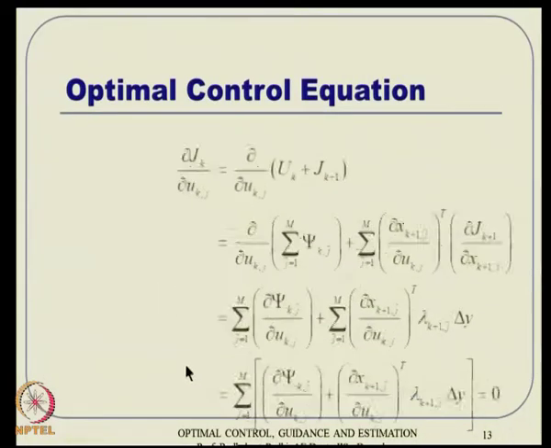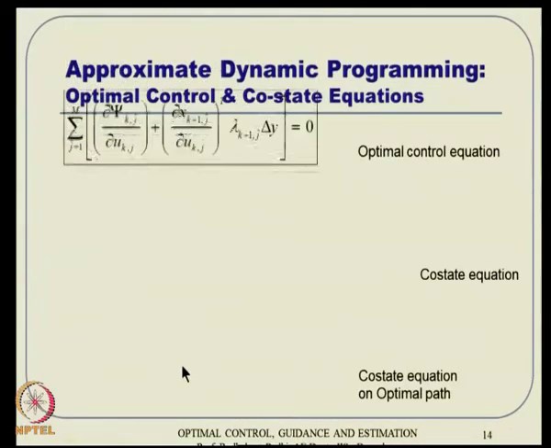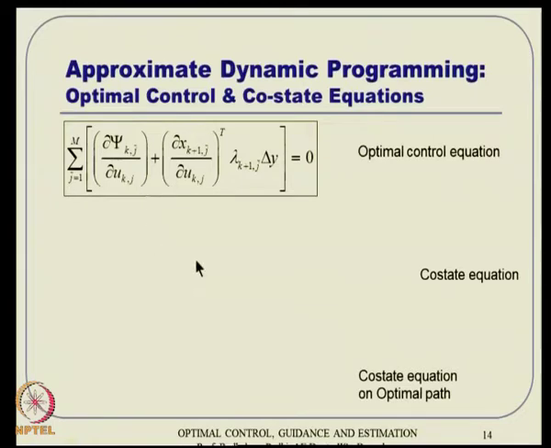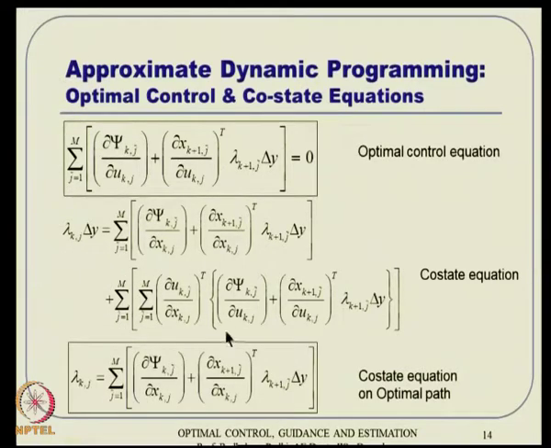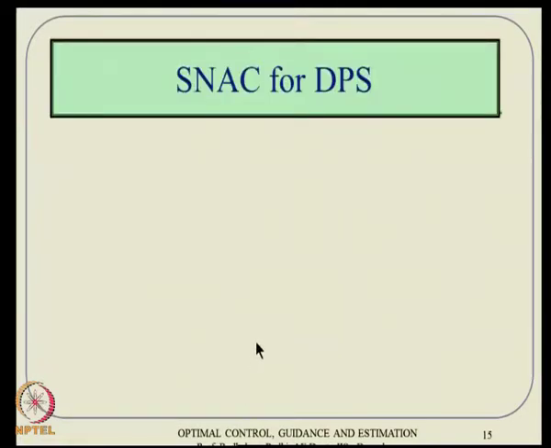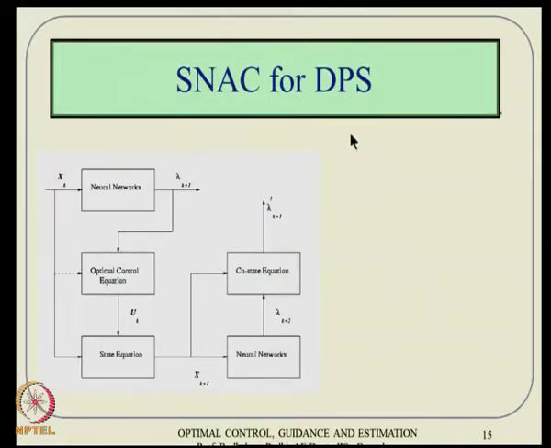So, this summarizes the behavior. You have the optimal control equation, and in general the co-state equation is given like this, whereas on the optimal path the co-state equation can be simplified to something like this. So, you essentially deal with this equation as the optimal control equation, and this equation is the co-state on the optimal path. And the single network adaptive critic for the DPS, distributed parameter system, remains roughly the same, with a very similar structure to what you have seen before.